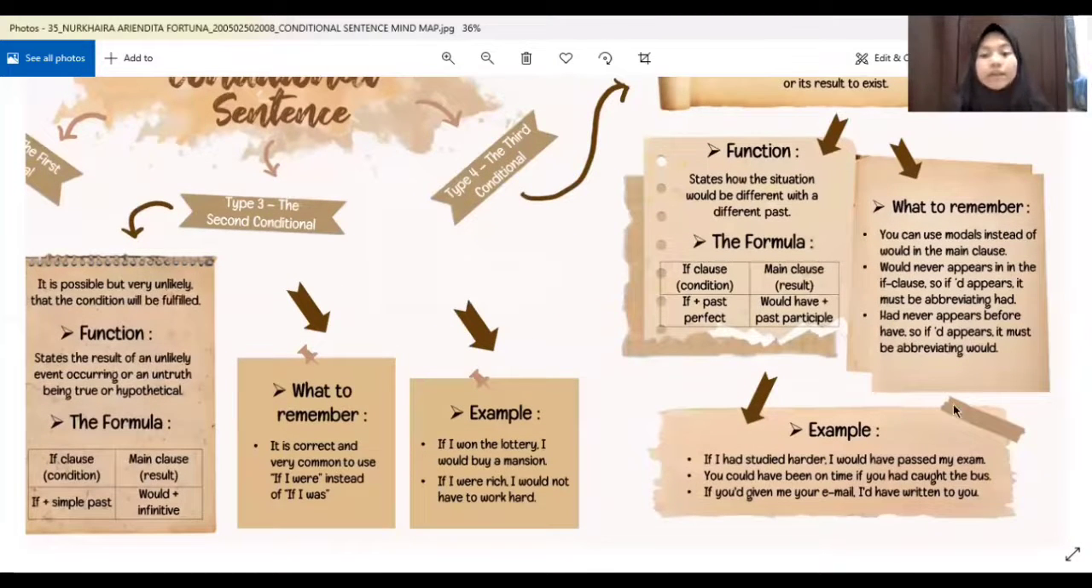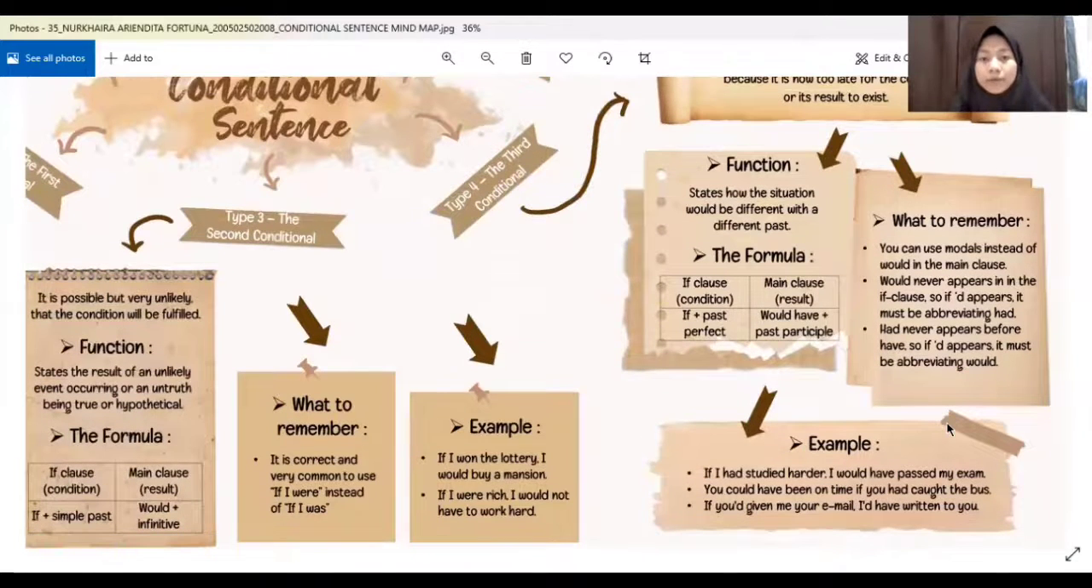The first one is, if I had studied harder, I would have passed my exam. As I explained before, it's too late for the condition and the results. So, which means that this person did not study harder, which makes him or her not pass his or her exam. And the second example is, you could have been on time if you had caught the bus, which means that she or he came late, so she couldn't catch the bus. He couldn't catch the bus.